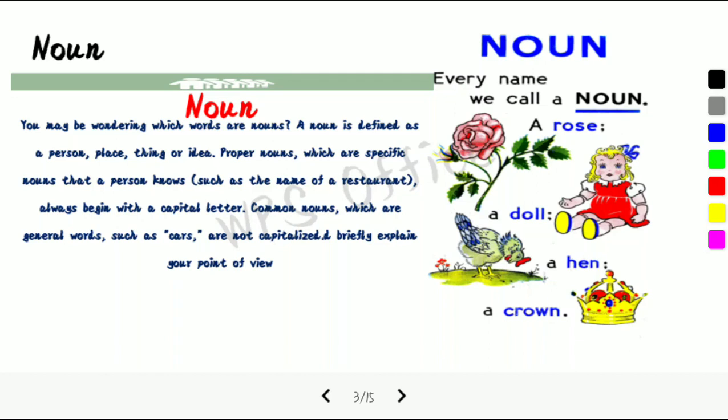So in short, every name we call a noun. For example, a rose, a doll, a hen, a crown.